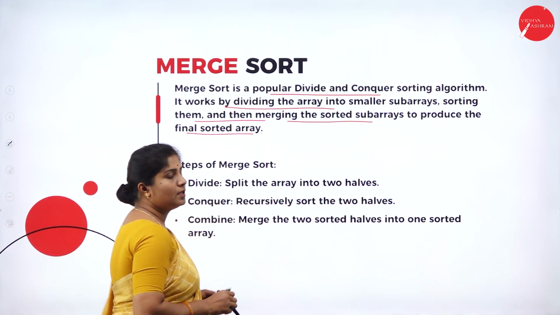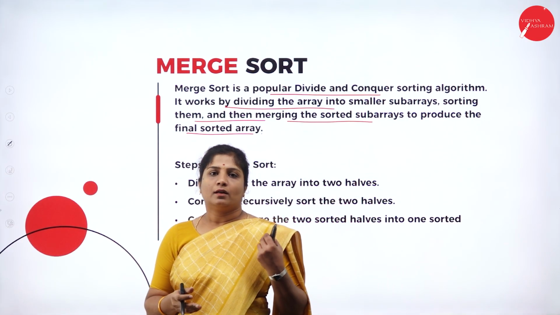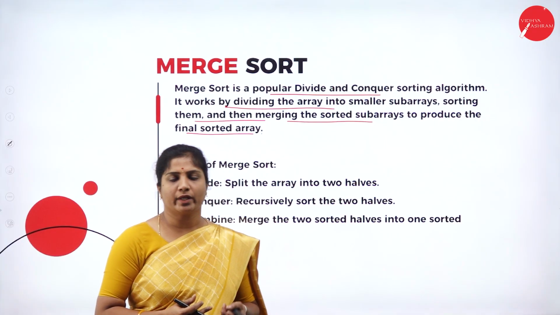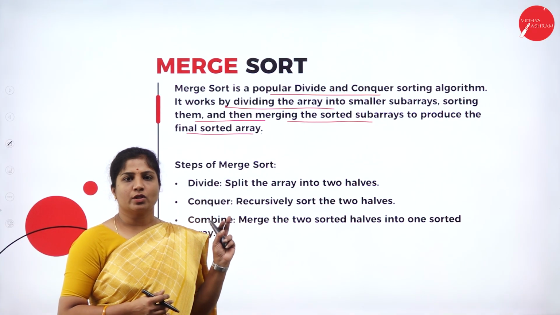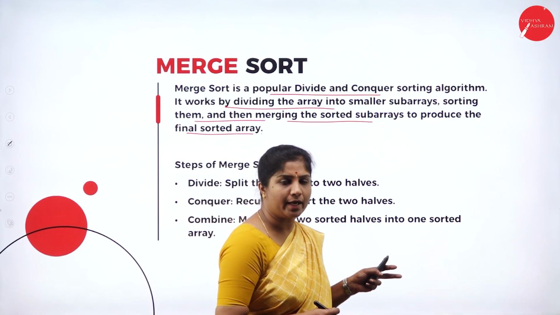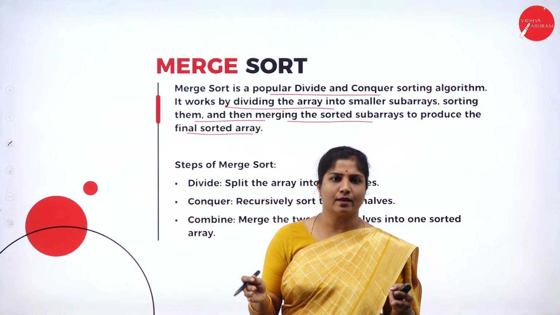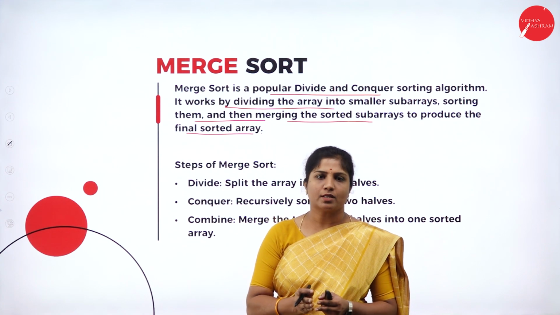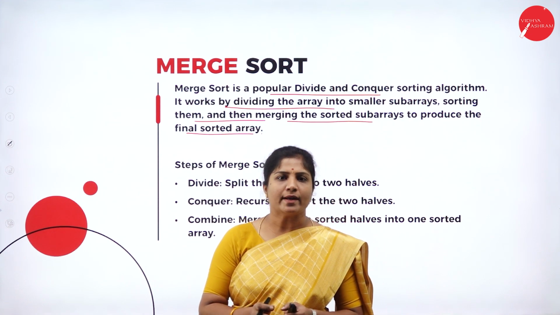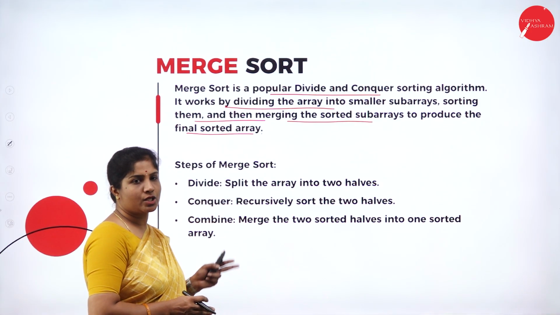the final sorted array. So in this merge sort, we are not going to have any pivot key or a searching key. It's just going to divide the given array into subarrays and find the solutions for those subarrays, and last we are going to merge the solutions of the subarrays to find the solution for the main array. So hence we call it merge sort.